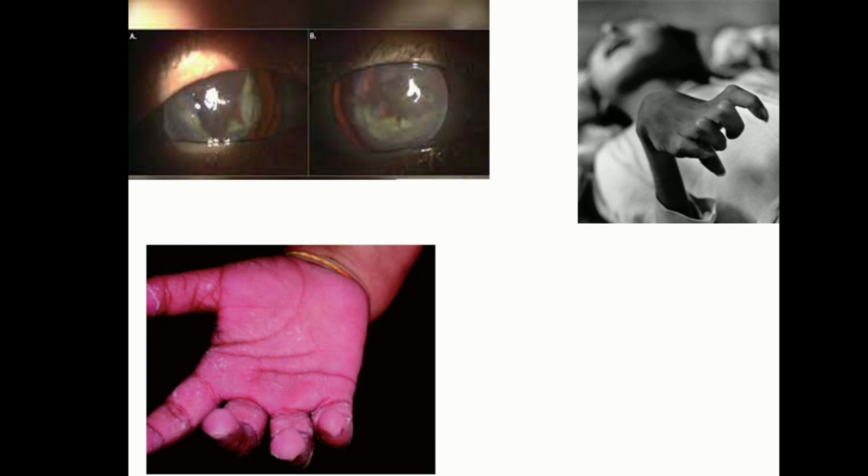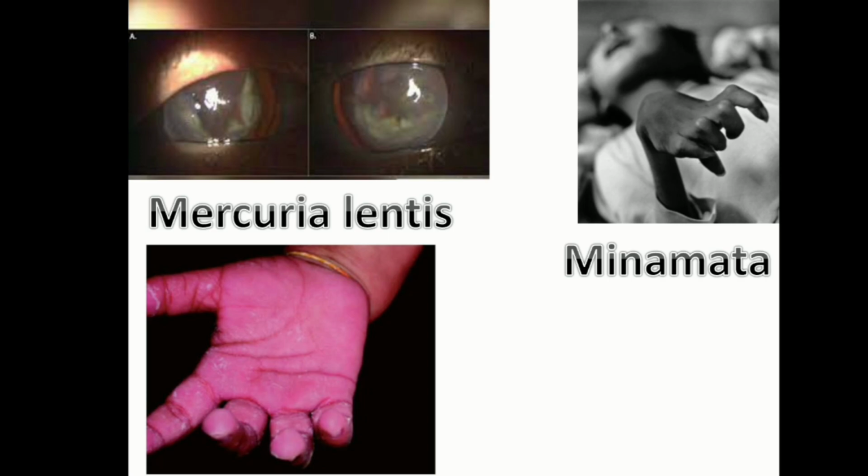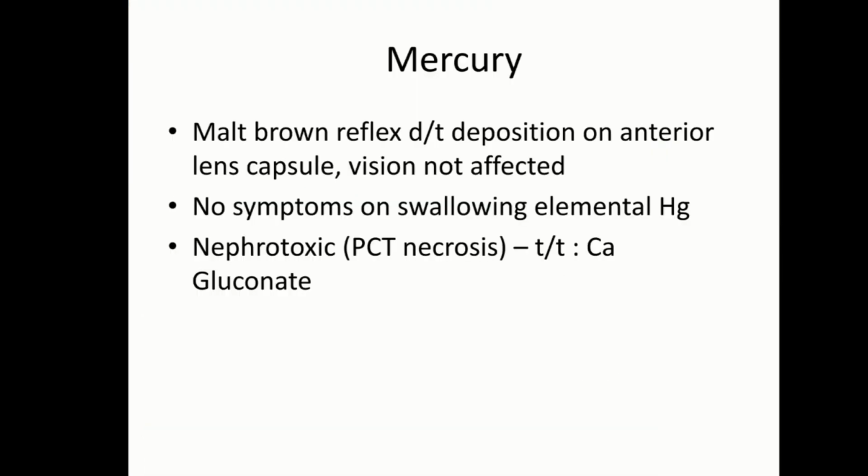Now this is seen in mercury poisoning. First one is mercurialentis, second is Minamata disease, which affects the central nervous system, and third one is Pink's disease or acrodynia. Now mercurialentis is nothing but a mild brown reflex which is seen due to deposition on the anterior lens capsule. In this the vision is not affected.